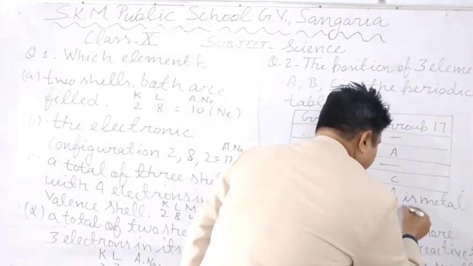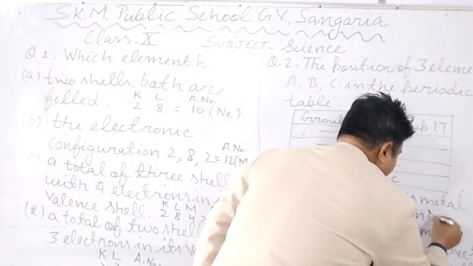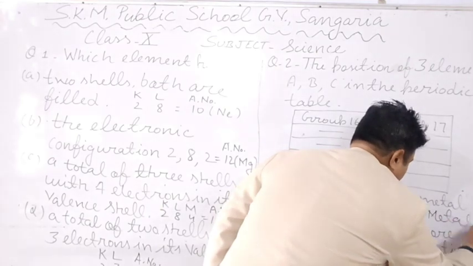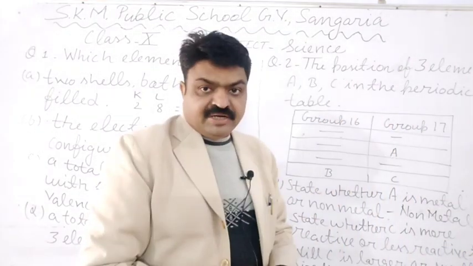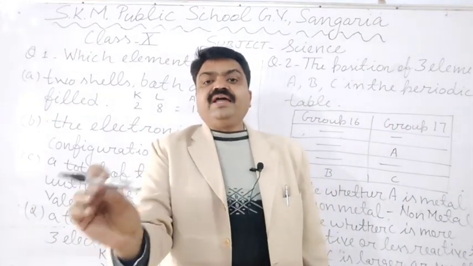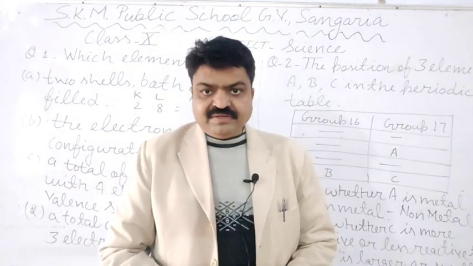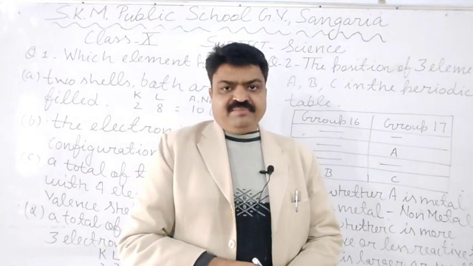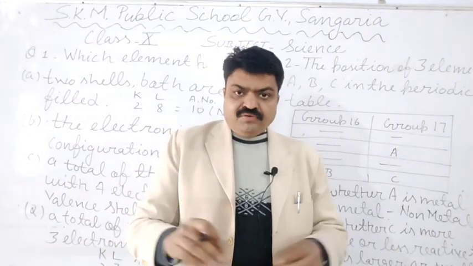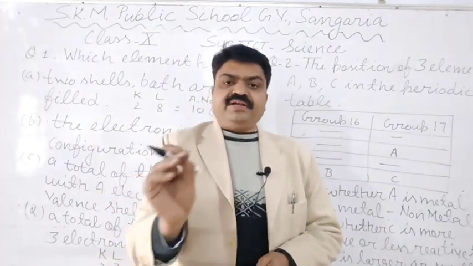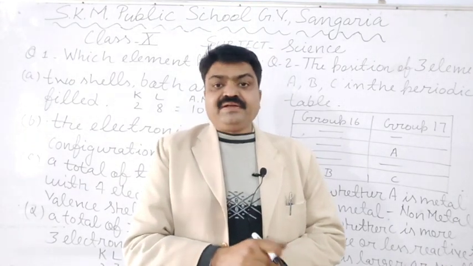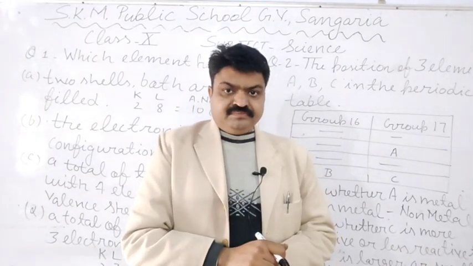So you write the answer: non-metal. A is non-metal, or it is an electronegative element. What is it? It is an electronegative element, because all non-metals show electronegativity, means they can gain electrons.